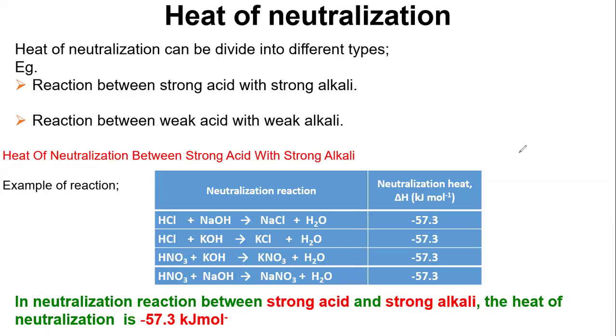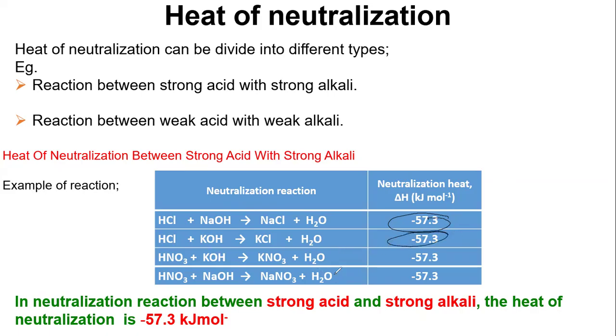Now, the statement in red says that heat of neutralization between strong acid with strong alkaline. We have been given different examples. The first example is hydrochloric acid reacting with sodium hydroxide, and then our heat of neutralization is negative 57.3. Now, when you have HCl with KOH, we are still getting negative 57.3.